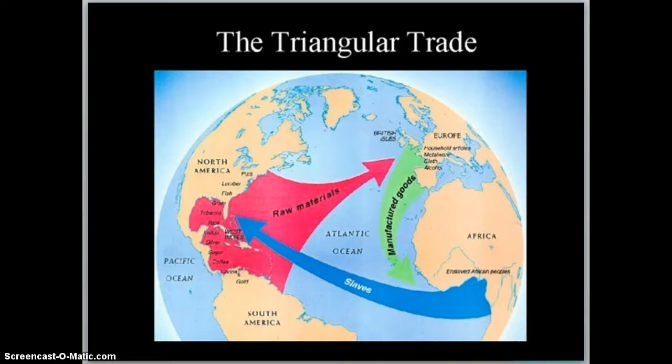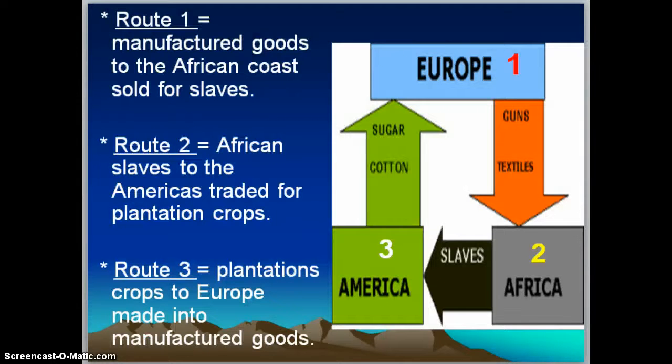If we take a look at the next slide, it says Route 1. And if we look at this diagram, Route 1 is going to begin in Europe, and these are going to be manufactured goods that are going to go from Europe to Africa. Manufactured goods are man-made goods, such as guns and textiles, such as clothing and bed linens, and you remember what textiles are.